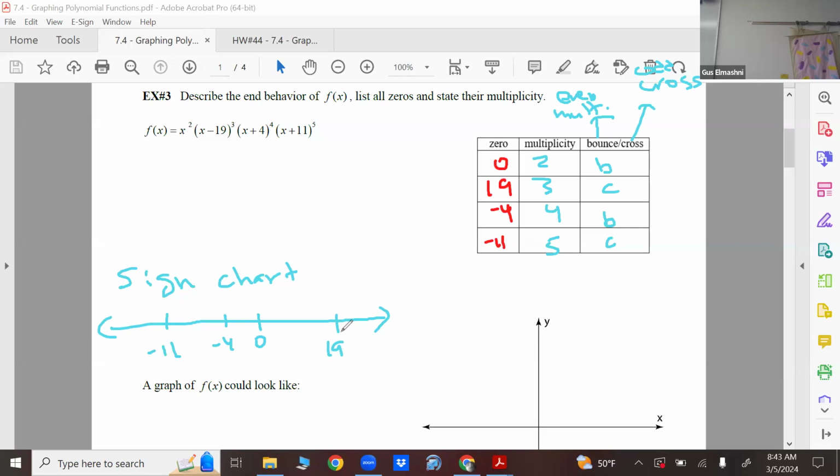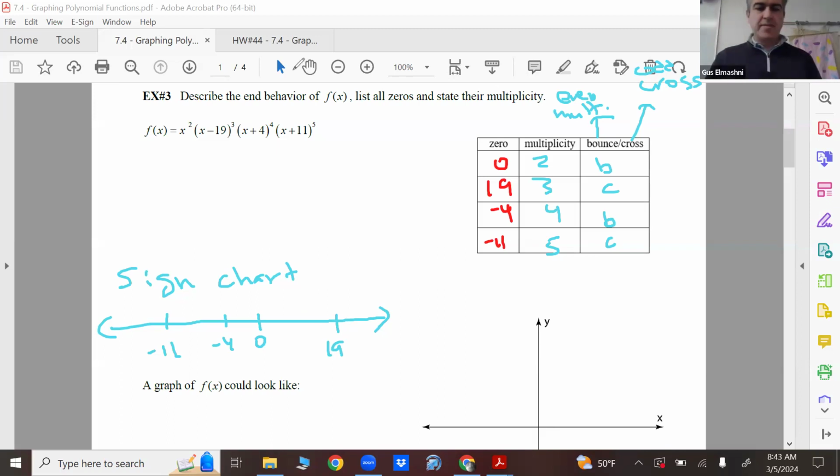Before I even go further, how many intervals do I have? So how many regions do I break this into? Actually, 5. 1, 2, 3, 4. So yes, there are 4 partitions, but 5 intervals. So there's numbers greater than 19, numbers between 0 and 19, numbers between -4 and 0, numbers between -11 and -4, and numbers less than -11.